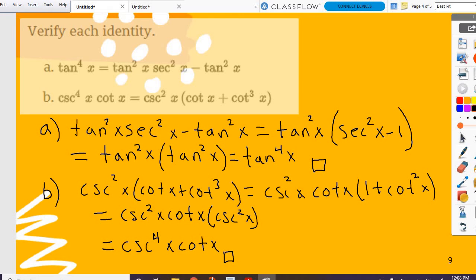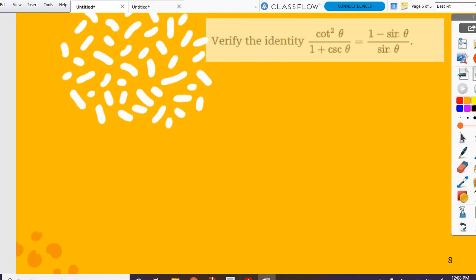Alright, let's look at one last example. So I have cotangent squared divided by 1 plus cosecant of theta equals 1 minus sine of theta divided by sine of theta. So which side do we want to start with? The left side. Are we sure? Why the left side? Because it has the same amount of stuff as the right except it has a square. Okay, sure. So let's start with our left side.